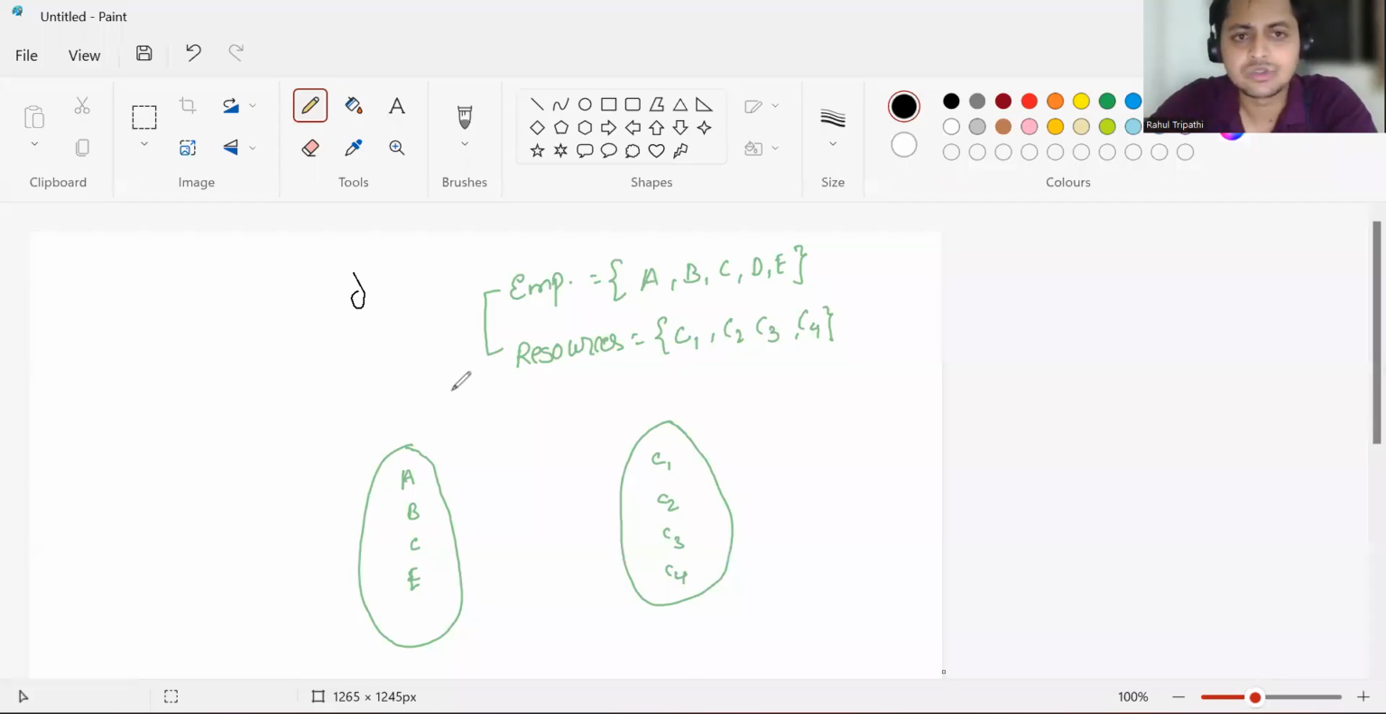Hey, hi everyone. So in this particular video, we are going to discuss what is a function. Before learning what a function is, first we will understand what a relation is. Let's suppose we have two different sets.